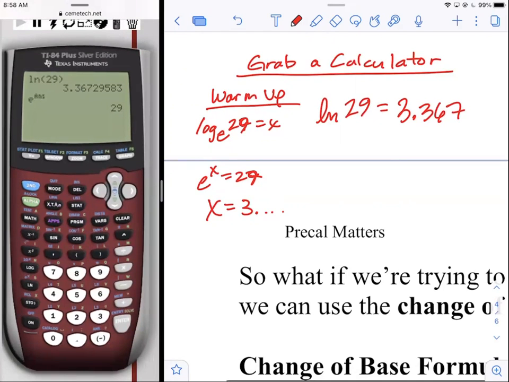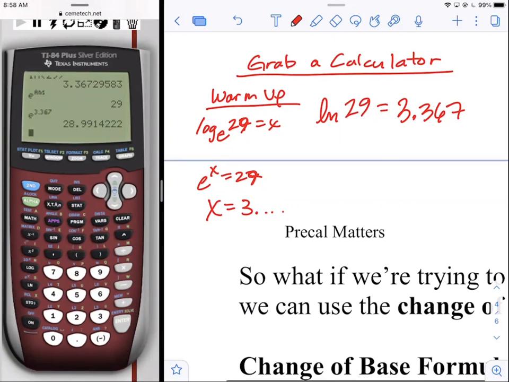Okay. Yeah, if you just typed it in by hand, of course, 3.367, you're not going to quite get 29, because that's called rounding error. So when at all possible, we want to store values or use stored values. So the calculator automatically stores the previous line.